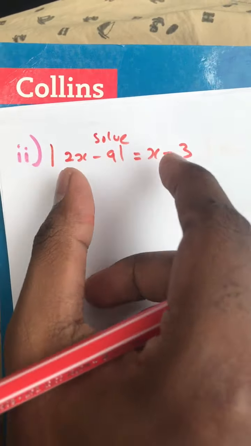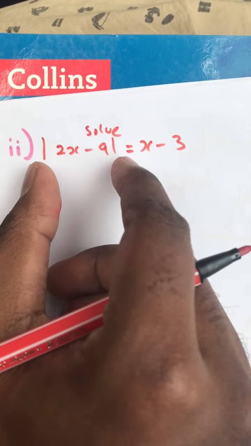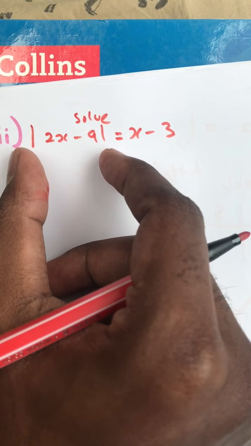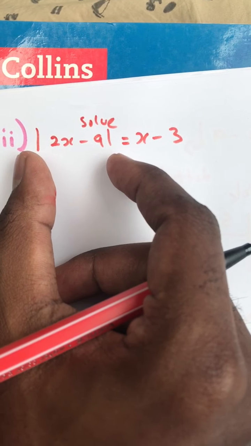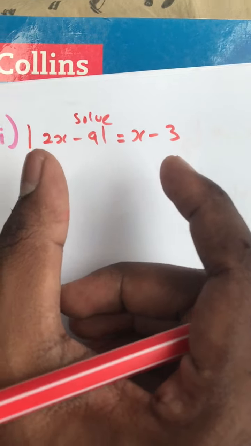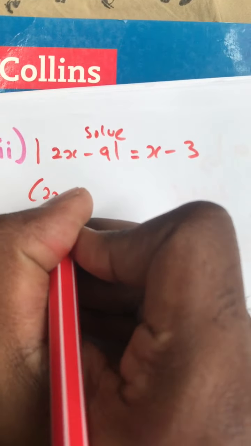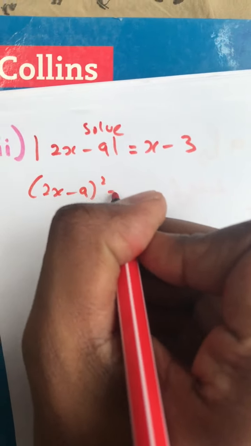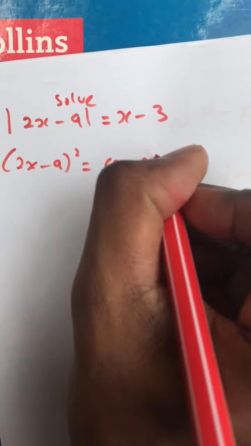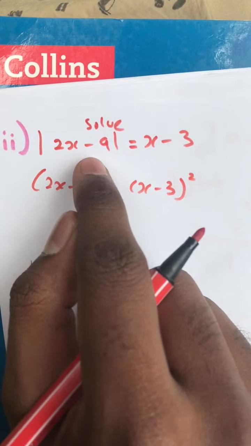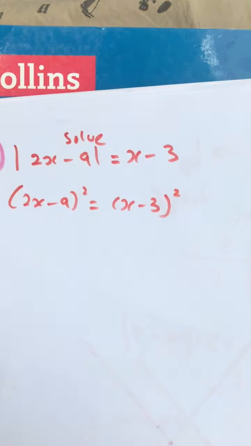When we want to solve this kind of equation, first step is we need to break this modulus. In order for you to break the modulus, I tell you one step, you add square both sides. I repeat again, you add square both sides. So I'm just going to add square both sides: 2x minus 9 square and x minus 3 square. Some students will ask me, sir, what happened to the modulus? The moment you add square, the modulus disappears.